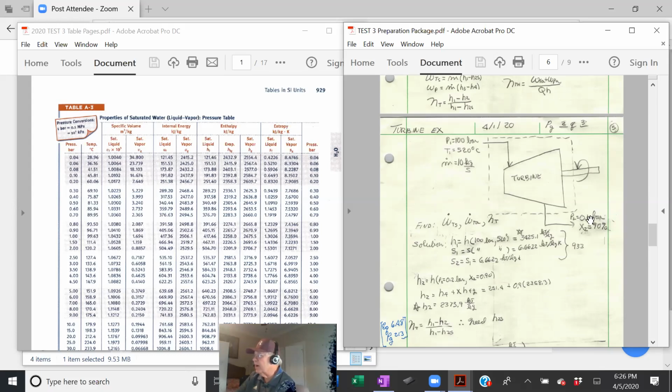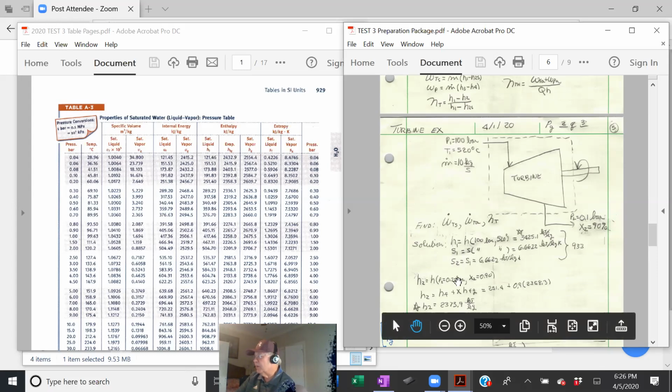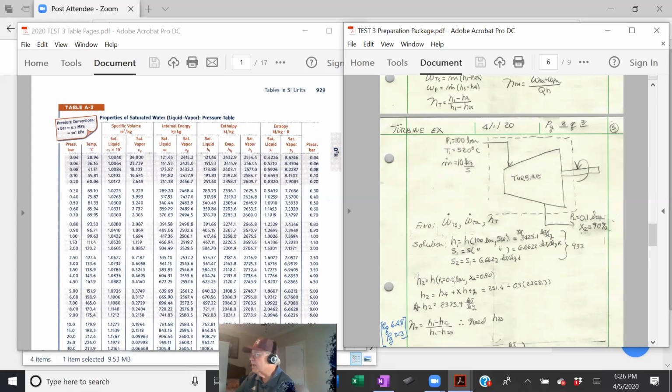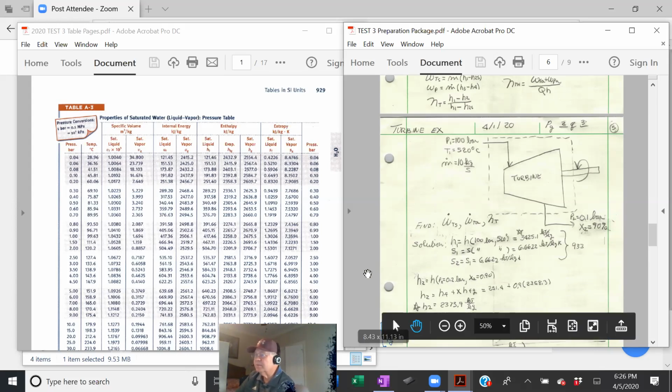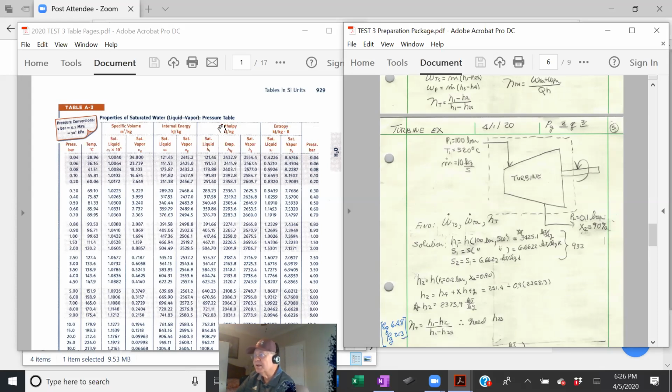So let's change our problem to 0.02 bar. Actually, I wrote it down as 0.2 bar. I just got off here. So let's work at 0.02 bar. My mistake. So at 0.2 bar, HF is 251.4. Make sure you're in the enthalpy. Do as I say, not as I do.